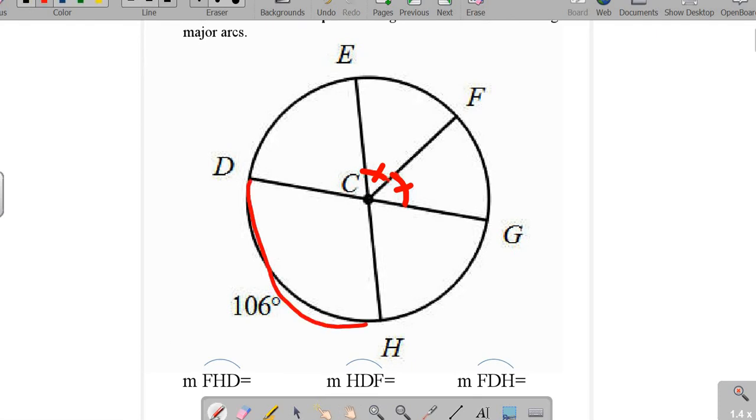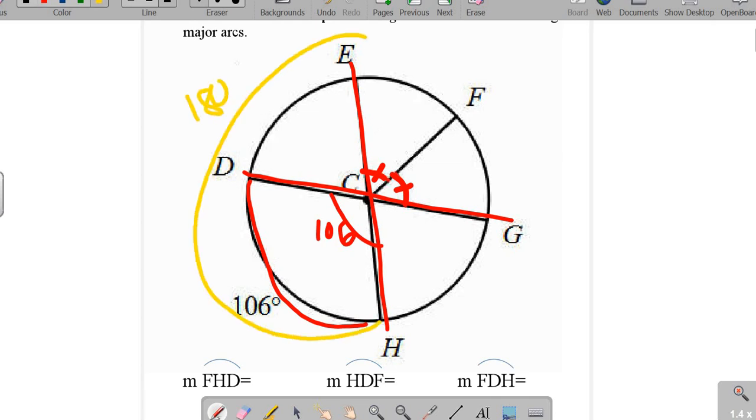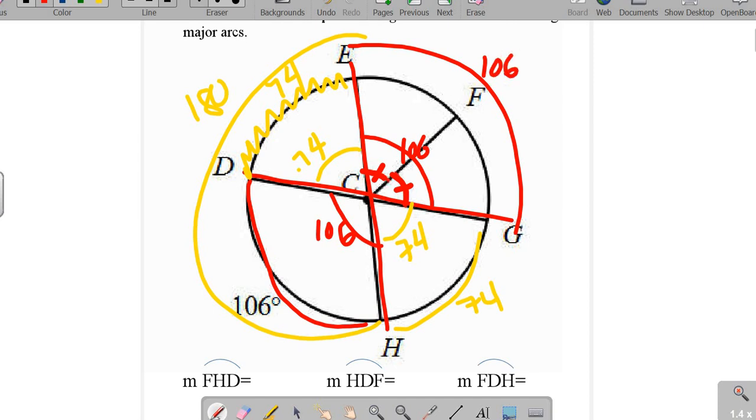If this is 106, that is a central angle, also 106. Diameters, trace, step, sweep 180, which makes this 74. That also 74. Vertical angle 74, that's 74. Which means this here is also 106. 106 split in half, 53, 53. Which makes this arc 53, 53.